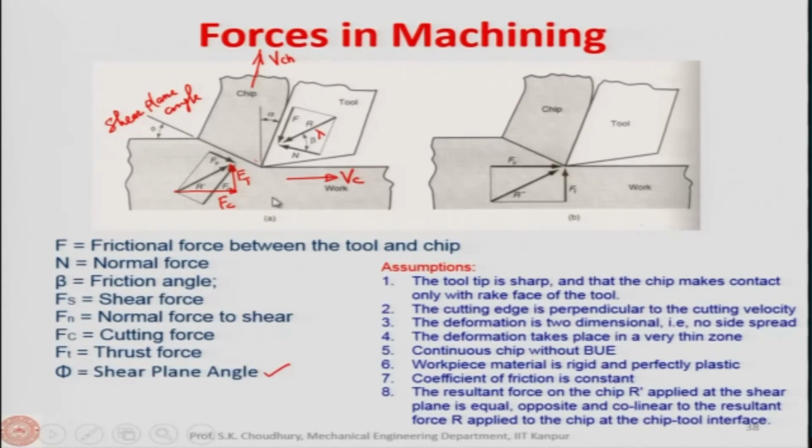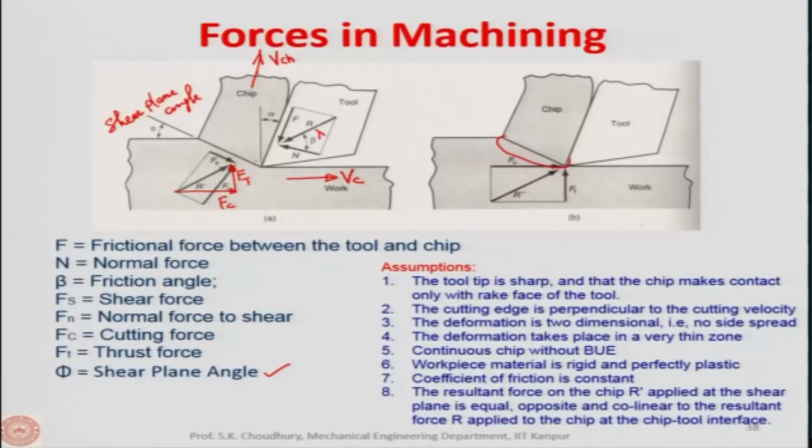But as a matter of fact, when the actual cutting process takes place, the shear deformation takes place not along a plane, but in a zone. That means this is actually a zone, not really a plane. It happens somewhere like this, sometimes like this. But we are assuming that this is a plane for the simplicity of the analysis.